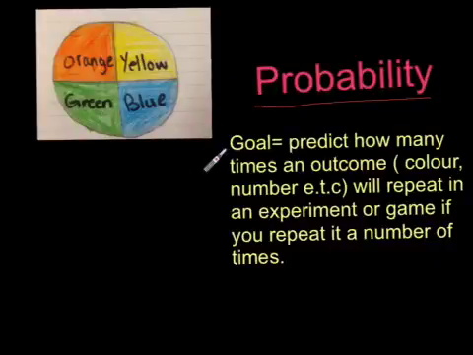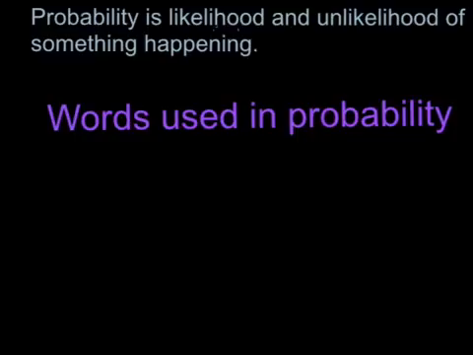Probability and goal. Our goal is to predict how many times an outcome will repeat in an experiment or game if you repeat it a number of times. Probability is the likelihood and unlikelihood of something happening.